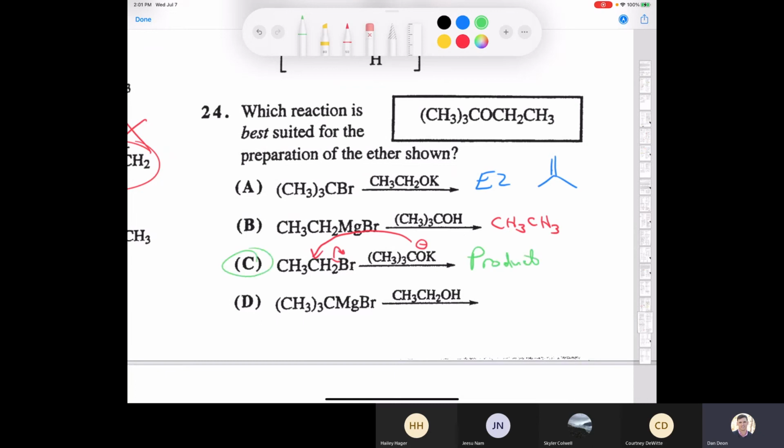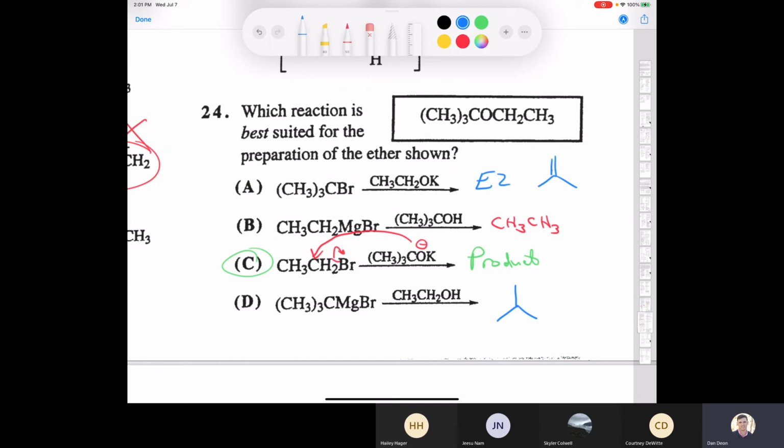And then D is similar to B, right? A Grignard is such a strong base. All it's going to do is a proton transfer, and you're just going to end up with isobutane, okay? And that's it.